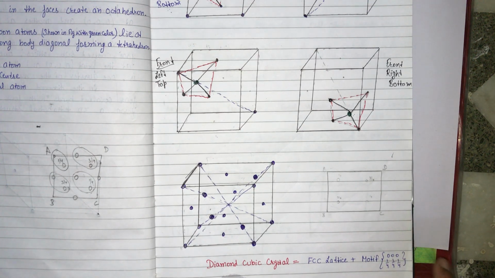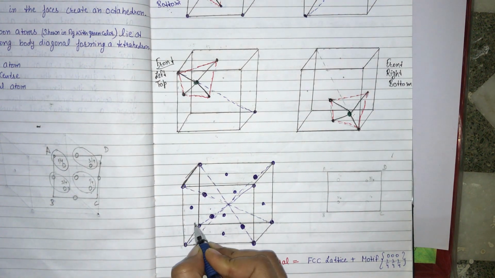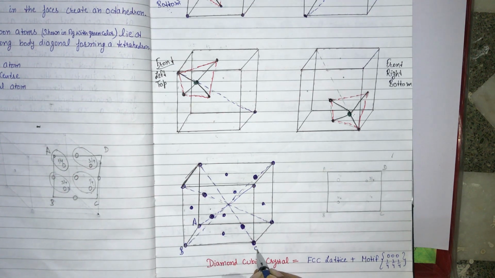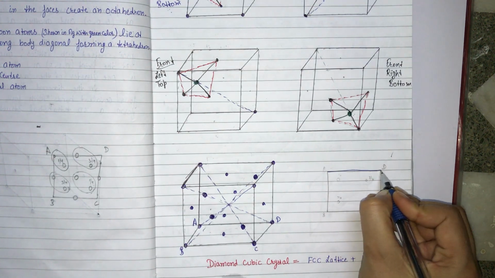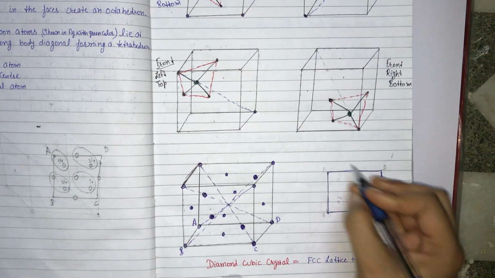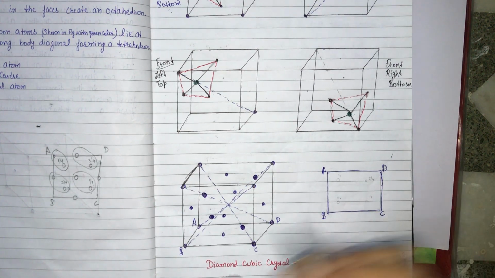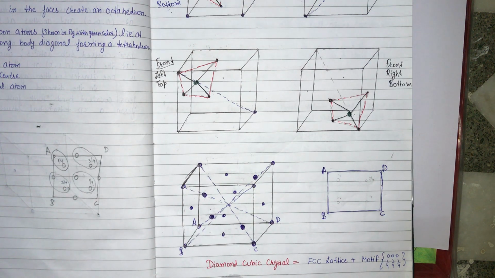Now let's mark the projection of this diamond cubic crystal. For projection let's mark this bottom face. This is a square, with this A point, B point, C point and this D point. If I mark the projection, let me choose this bottom face in 2 dimensions. This will look like this. This is a square. This is point A, this is point B, this is C and this is D point. Clear?